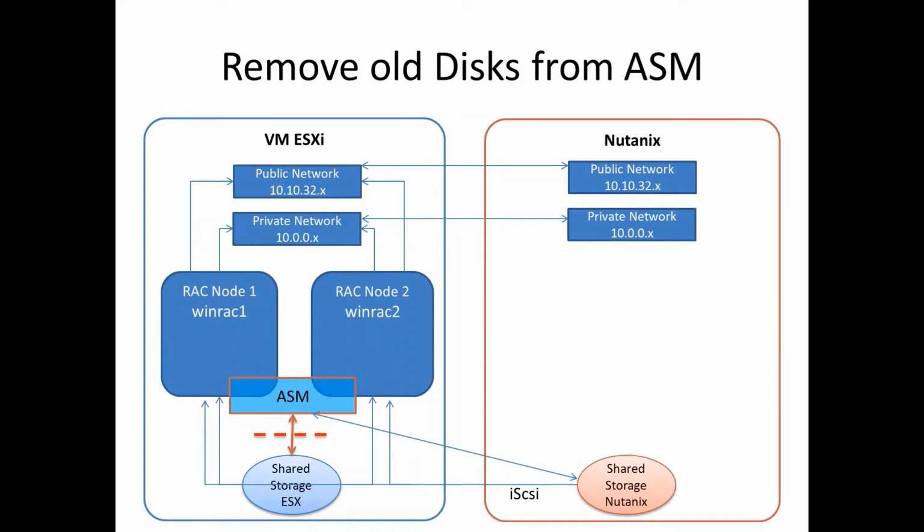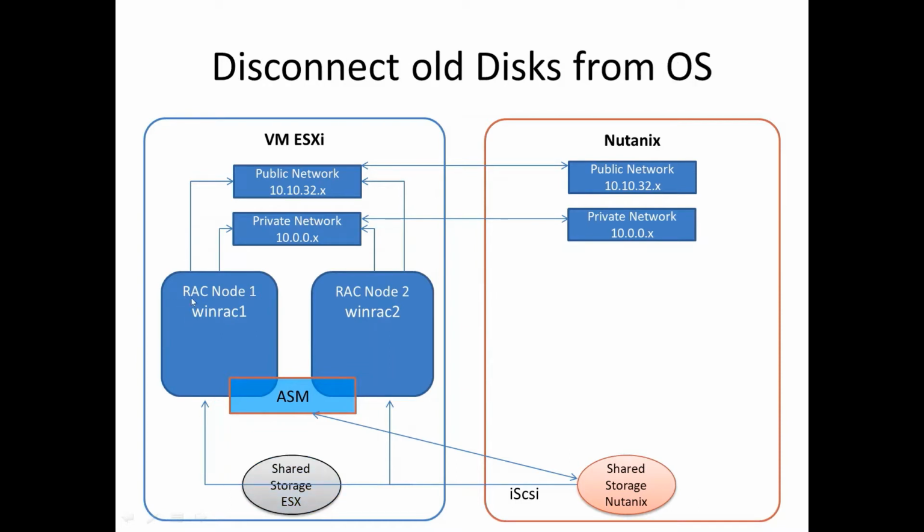Once you evict this particular shared storage, the ESXi storage will no longer be required. So you can even remove the connectivity, remove the OS connectivity from this one, so that the VMs will not be dependent on this shared storage inside ESXi. Now your ASM will be completely on the shared storage within Nutanix.